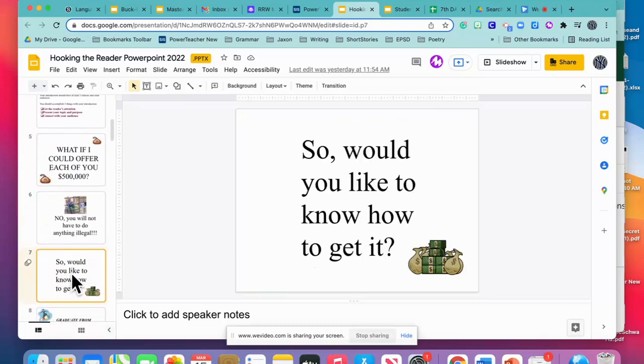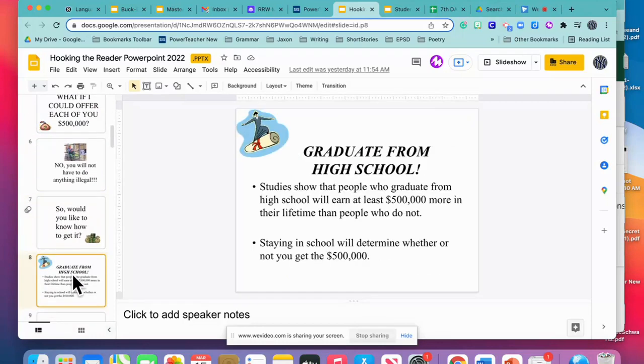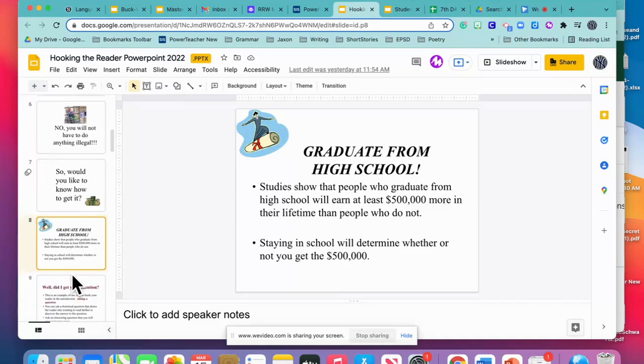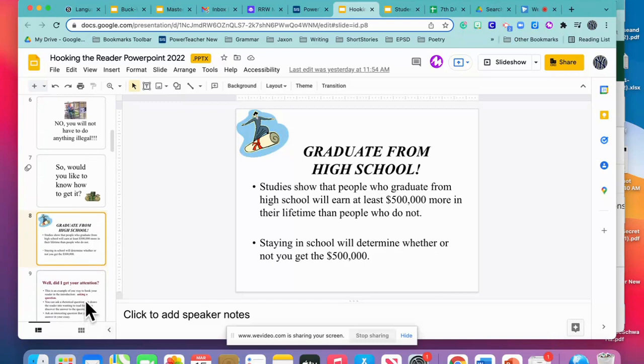But would you like to know how you could get that money? I sure would. So here's what you got to do. You got to graduate from high school. Studies show that people who graduate from high school will earn at least $500,000 or more in their lifetime than people who do not. Staying in school will determine whether or not you get the $500,000.